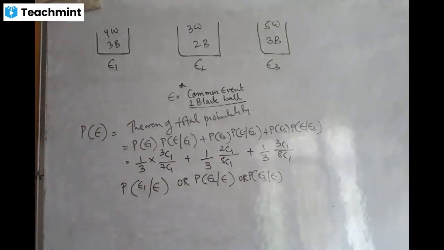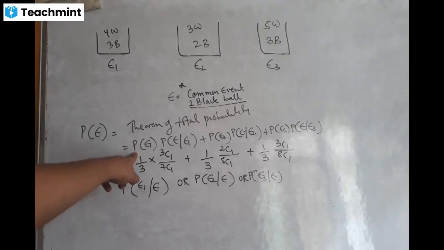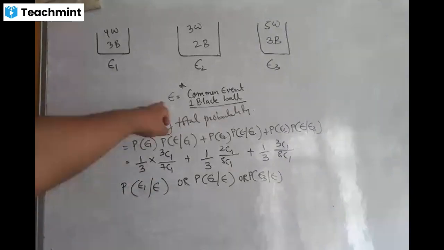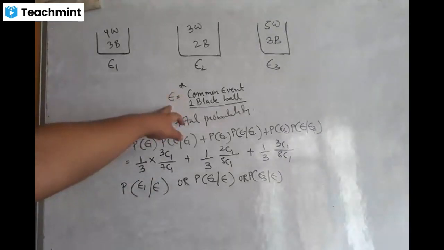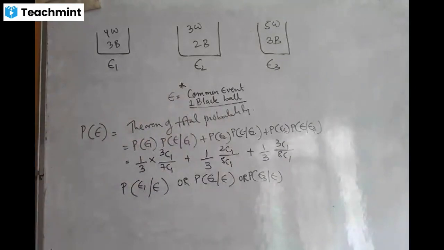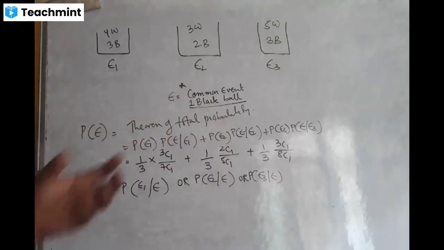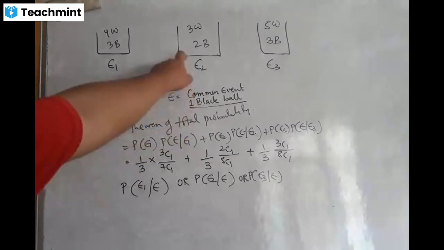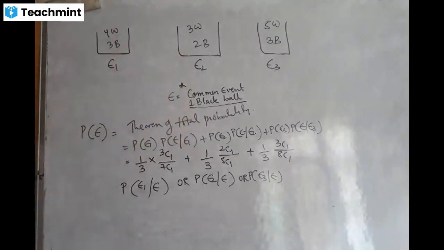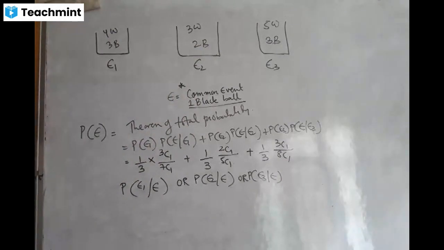Before I end today's class, everyone, there will be 3 events, E1, E2, E3. If they ask you to find the probability of the common event, the probability of E, you use this formula, the theorem of total probability. Is that clear? But the question may have a twist. If they tell you that the event E has already occurred, that means a black ball has already come out, and now I have to find the probability that the black ball has come out from bag B, or from bag A, or from bag C, then you have to use Bayes theorem. Is that clear, everyone?